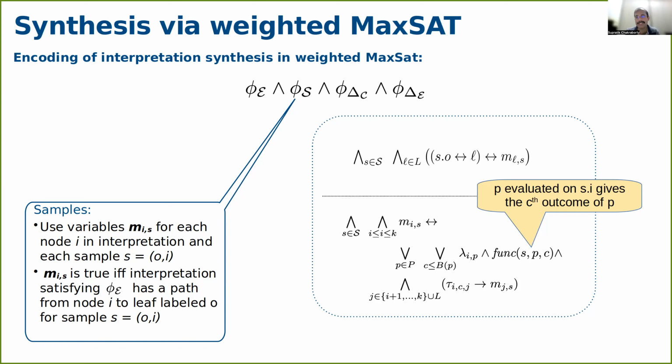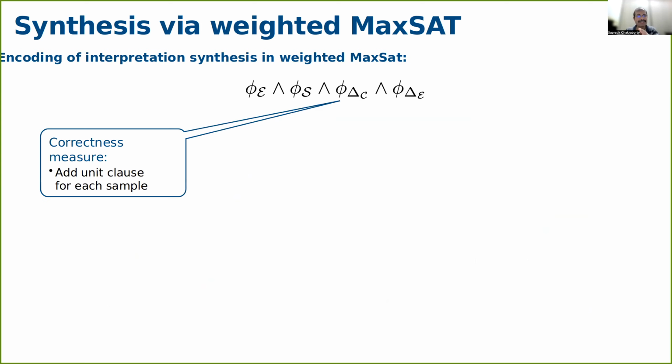No, because it depends on what I am trying to optimize, right? This correctness measure is just on the M1S. So this is what I finally care about. I would want all the M1S to be true, ideally, right?